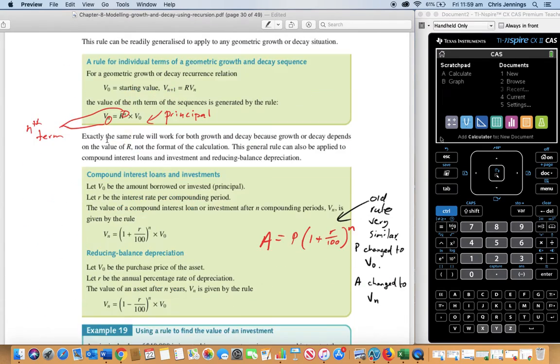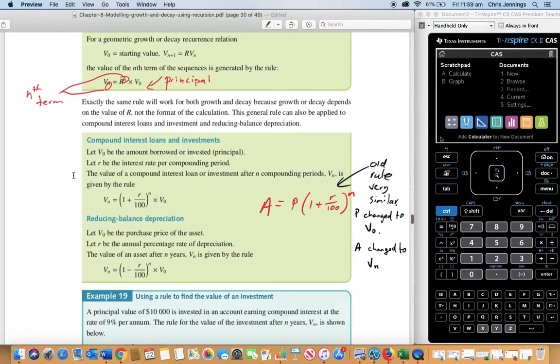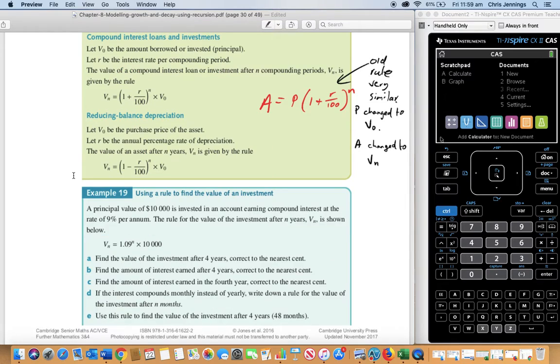So that's just what I've explained here as well. To find the nth term, it's just that R, which we've learned about previously, to the power of n, multiplied by the principal, which is V0. And it gets us to compound interest loans and investments.